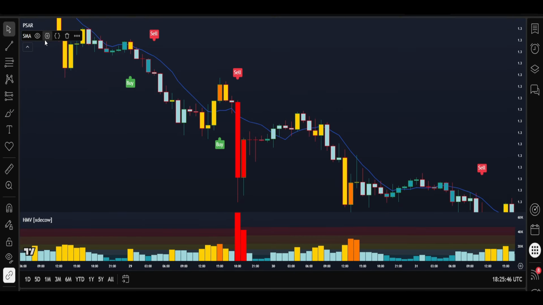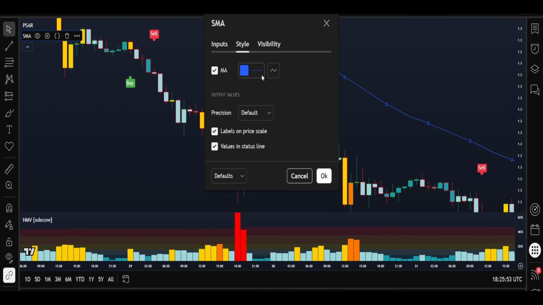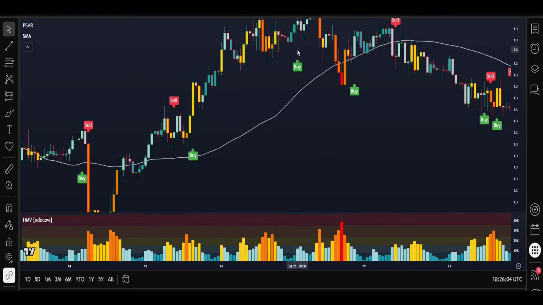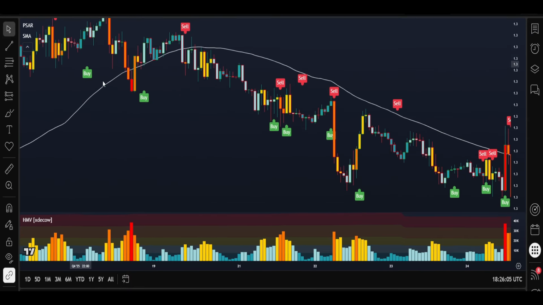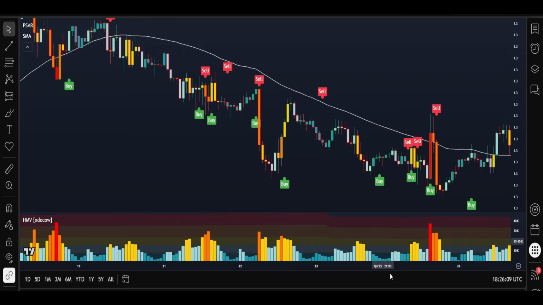Finally, open the moving average. Set the length to 60 and choose a clear color. Reading rule. Price above the 60 MA means bullish bias, and we only look for longs. Price below the 60 MA means bearish bias, and we only look for shorts.